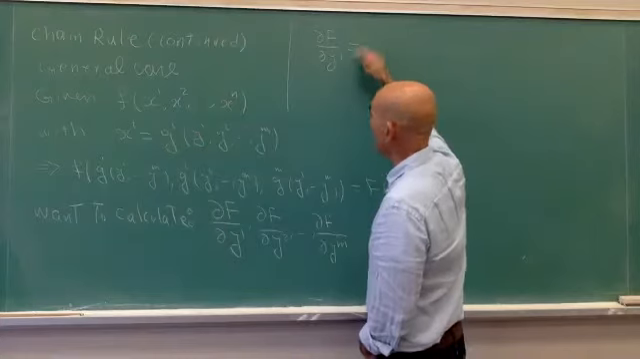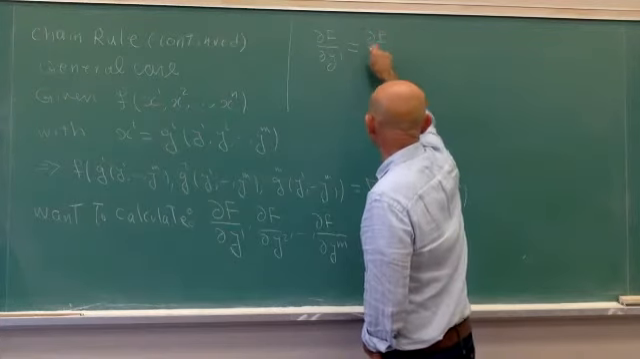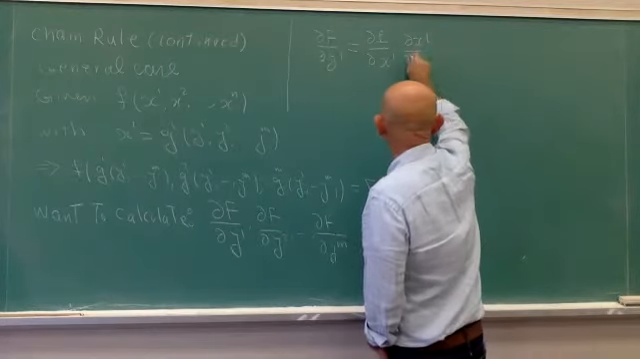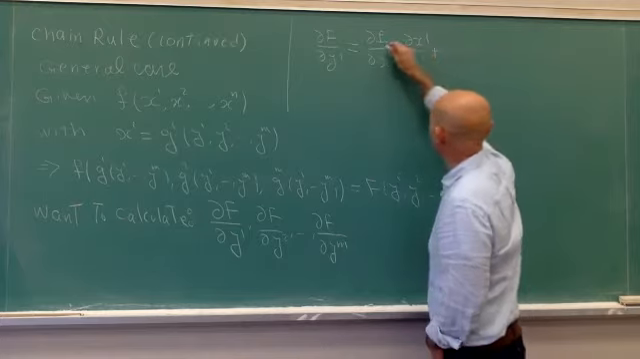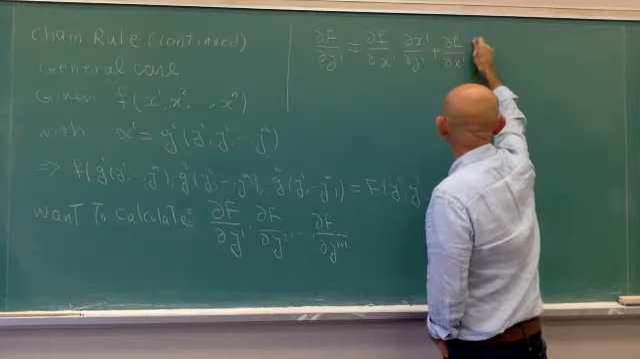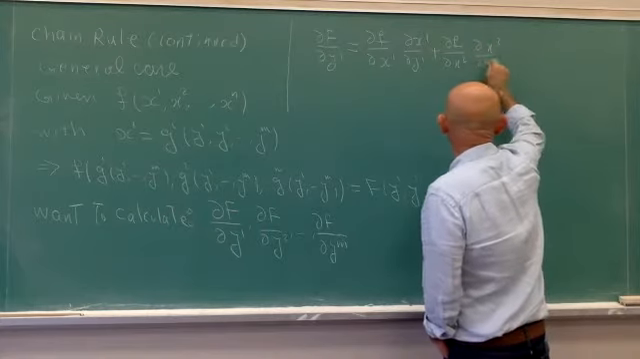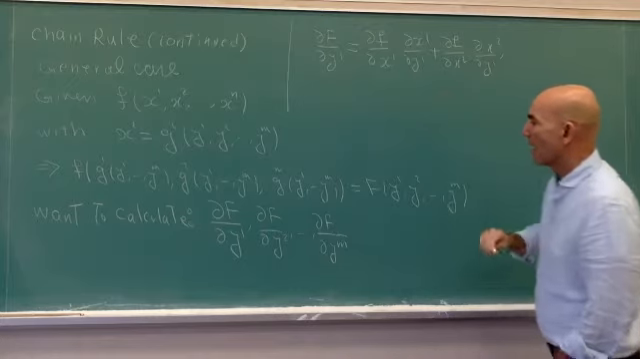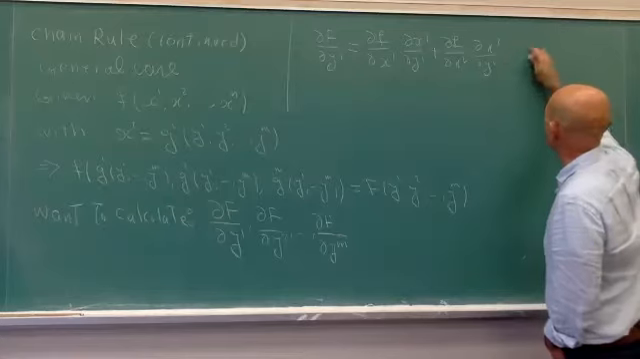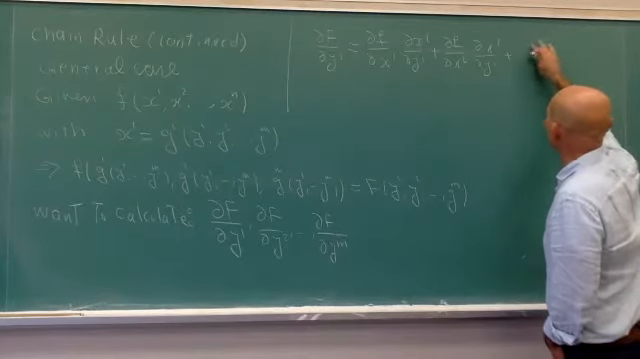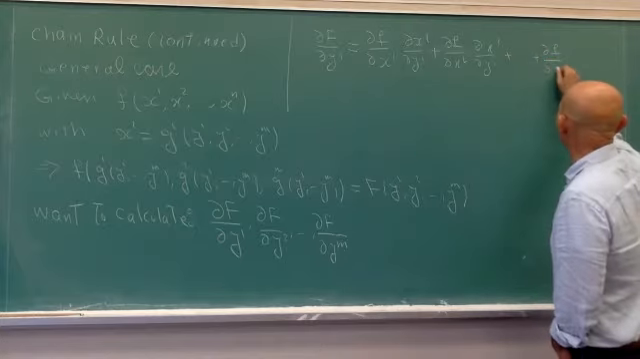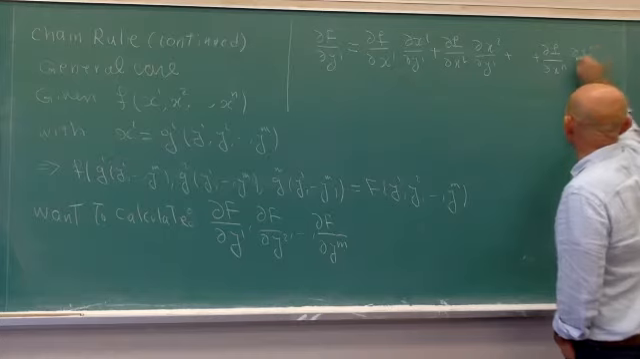So for example, this one is going to be df dx1 times dx1 dy1 plus df dx2 dx2 dy1, and so on. You go on, and then of course, plus df dxn dxn dy1.